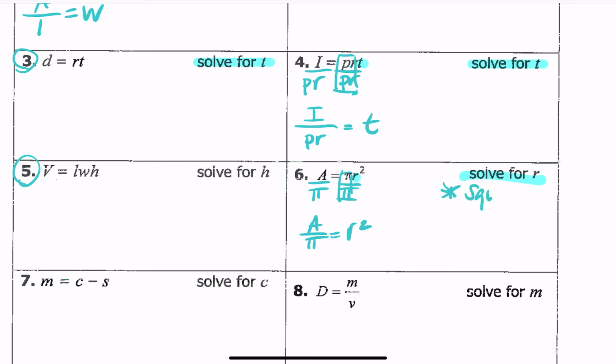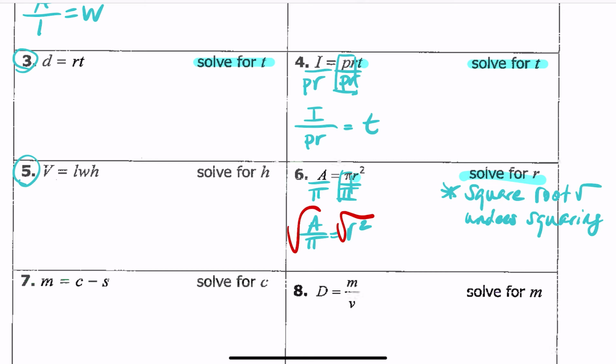Right? Square root undoes squaring, right? So what I have to do here is, because this is r squared, I am going to take the square root of both sides.